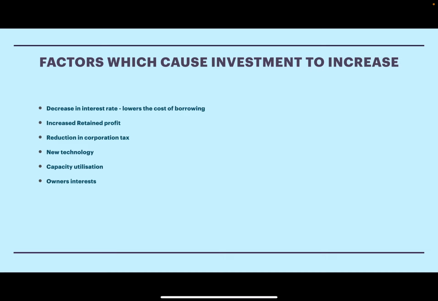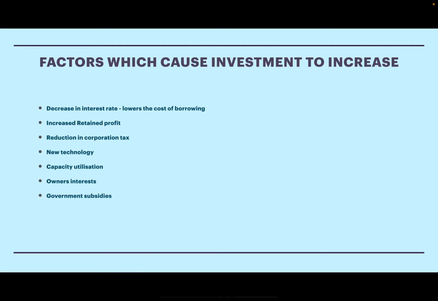Owner's interest. So that refers to the people that own the company. What are their priorities? Are they wanting to invest for long-term gains? Are they wanting to pay big bonuses? Are they wanting to give shareholders big dividends? So it depends upon the owner's interests. The owner's priority might be more long-term, in which case they are more likely to spend on investment to increase gains in the longer term.